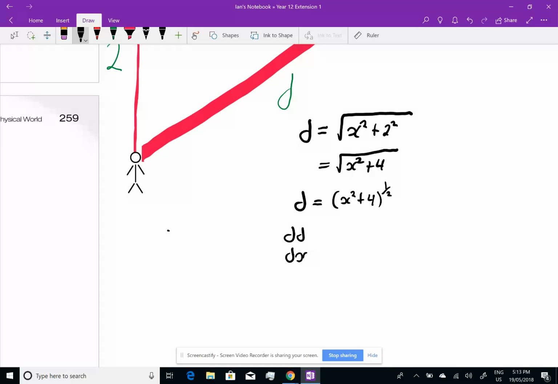So I'm going to start by doing dD/dx. I'm going to differentiate this. I'll pull the half out the front, x squared plus 4, subtract 1 from the power, minus a half, and multiply by the derivative of what's inside, 2x. The 2s will cancel out. So I'm left with x on the square root of x squared plus 4, and that's dD/dx.